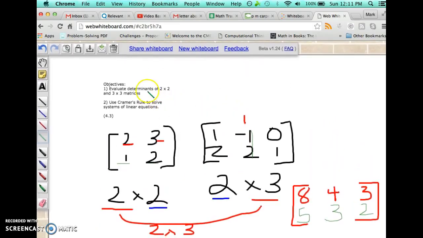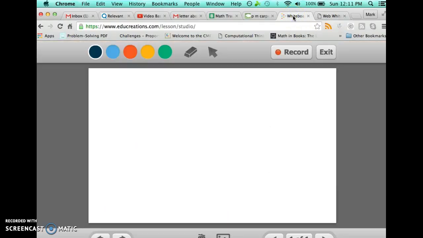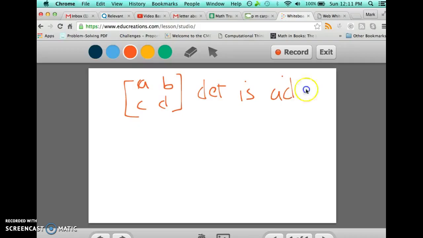What we're doing here, evaluating determinants, is different. You do not get a matrix, you get a number. The determinant of a matrix is not a matrix, it's a number. And the way you do it is, if we look at our matrix as A, B, C, D, then the determinant is AD minus CB.